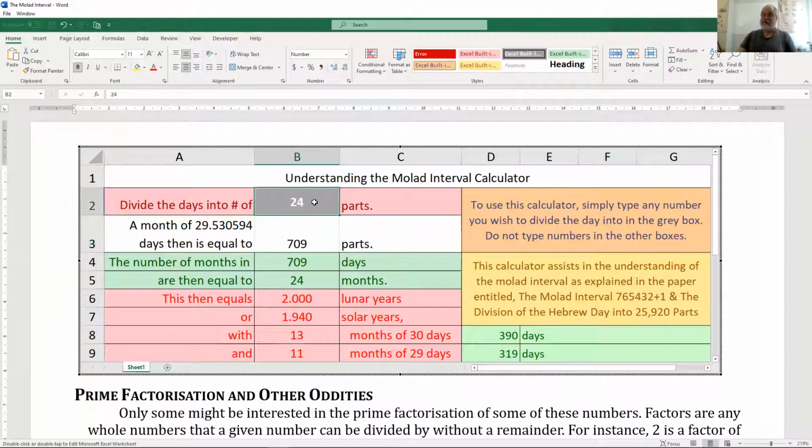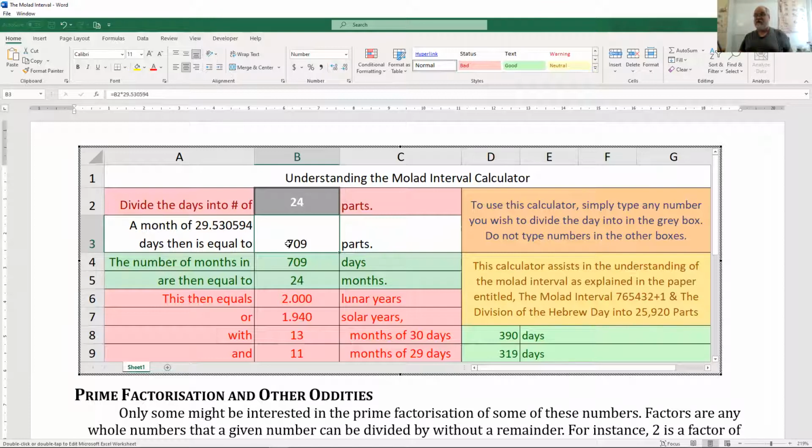Well, you see here, I divided it into 24 parts, and the month is then 29.530594. Okay, that's in our calculator, but how many hours is it then? In 29 and a half days, how many hours are there? 29 times 24 hours, if I'm calculating the normal way. Exactly. So that's going to be 709 hours. You see that there? Yeah.